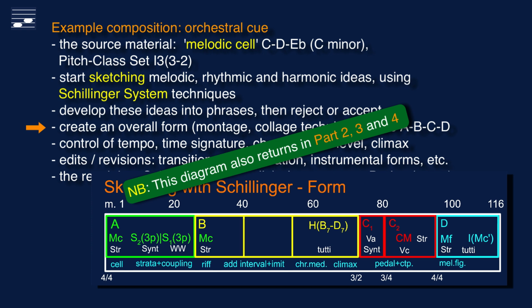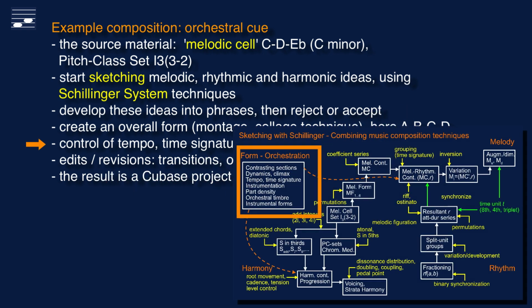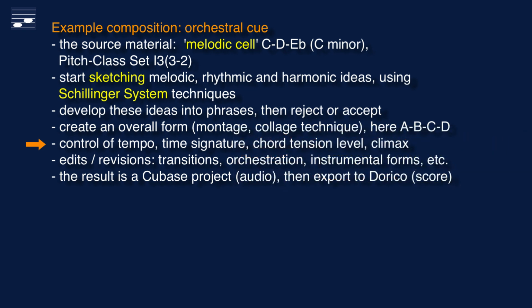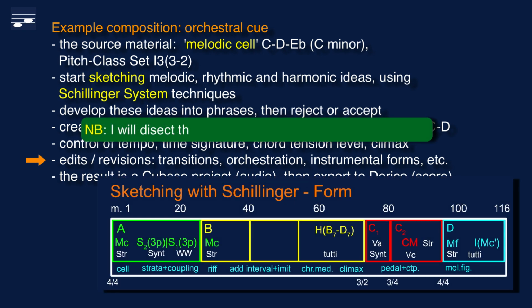During this iterative process, the composer will try to control and balance parameters, such as chord tension level, a varying degree of dissonance, combine different tempos and time signatures, and create dynamic curves between solo pianissimo and tutti climaxes. There will be edits, modifications, writing transitions between sections, decisions about orchestration, and the creation of sensible instrumental forms.